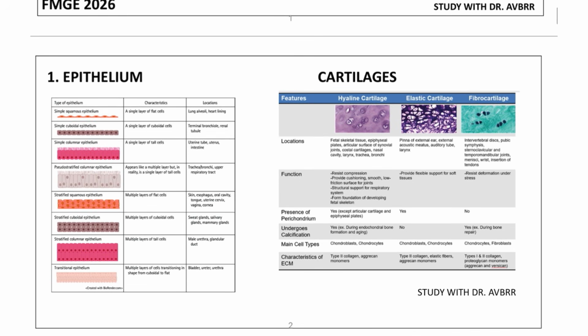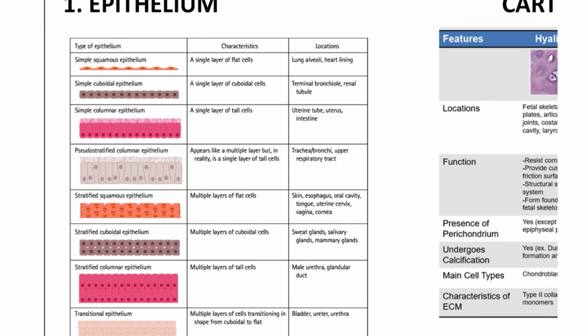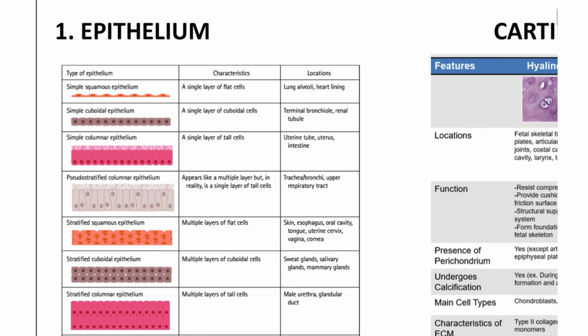So first and foremost important, epithelium. Epithelium and the cartilages, from the perspective of anatomy, are among the most important topics. We have different types of epithelium: the squamous epithelium, cuboidal epithelium, and the columnar epithelium. The description and characteristics are far less expected in the examination, but the locations are very important.